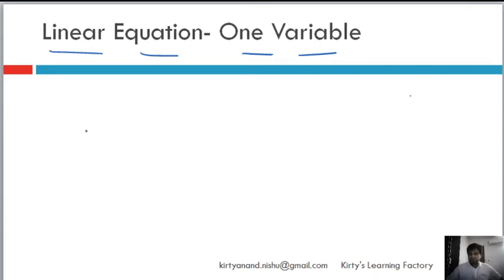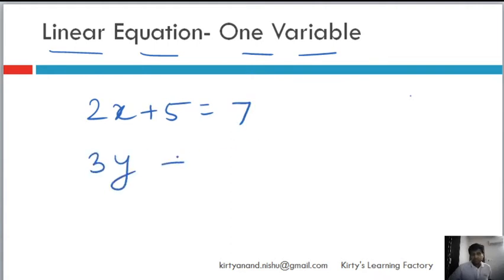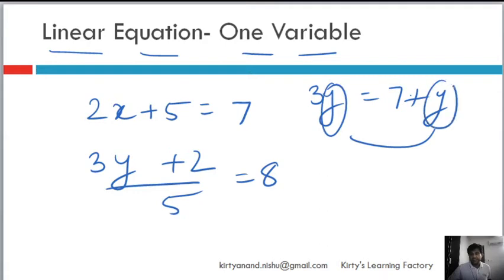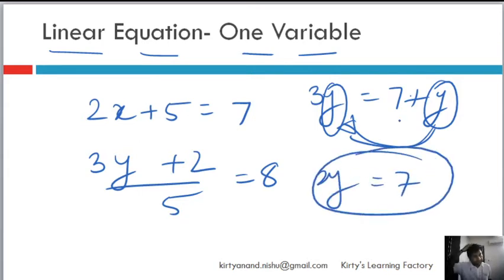A linear equation with one variable could be 2x plus 5 equal to 7, or 3y plus 2 by 5 equal to 8. Or 3y equal to 7 plus y. This is also a linear equation with one variable because the variable is only one, which is y, right? And the moment we move the variable from this side to this side, it will become 2y equal to 7. So that's the final equation.